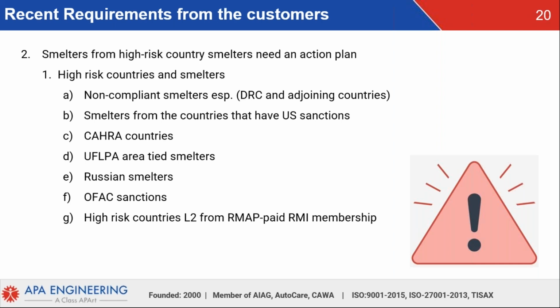And another important one is high-risk countries from L2 from the RMAP paid membership. So RMI, if you go to the Responsible Minerals Initiative website, it provides free resources to find out if the smelter has an RMAP certification or not actively. And this is a pretty limited data. If a company purchases a paid membership, they could get additional resources to get the risk compliance status of the smelters, especially if the country falls under L2 category, they are of high risk. And if a customer has a paid membership, these L2 country smelters likely fall under scrutiny, and they might follow up with you. Next.